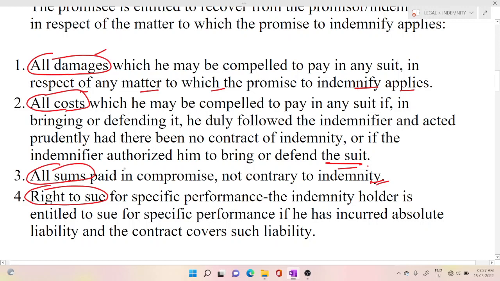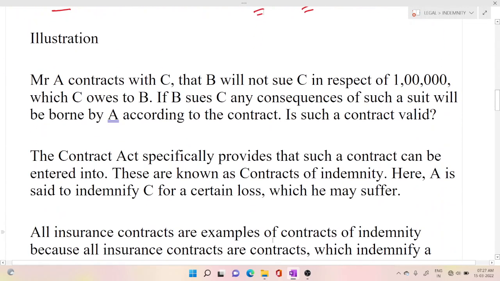The bank has all these rights to claim in the example, and also the right to sue for specific performance. The indemnity holder is entitled to sue for specific performance if he has incurred absolute liability and the contract covers such liability. Yes, the bank has the complete right to sue for specific performance in case the contract covers such liability, or such particular conditions as are written in the contract.